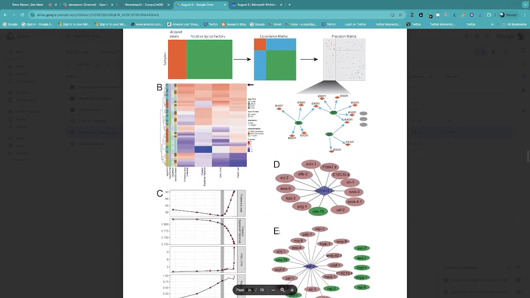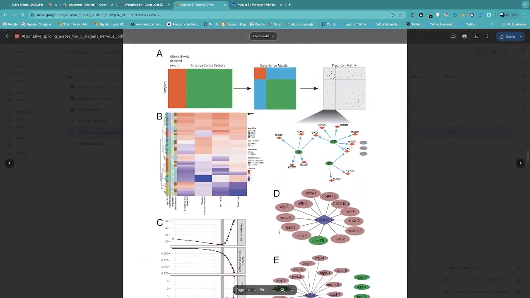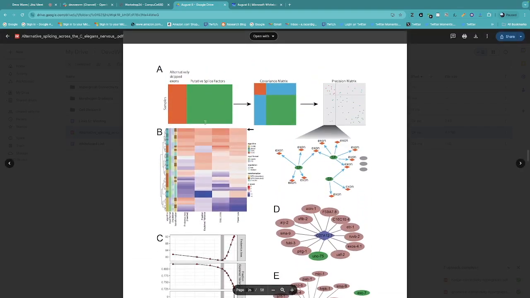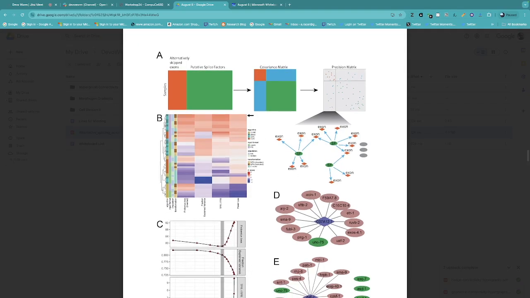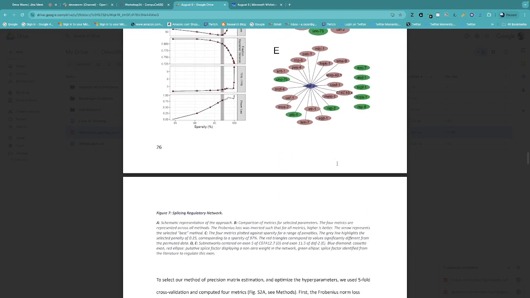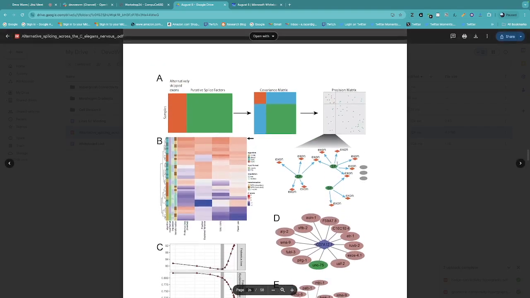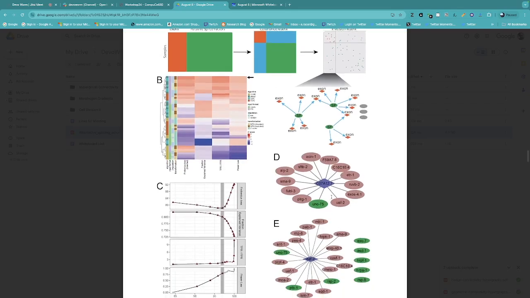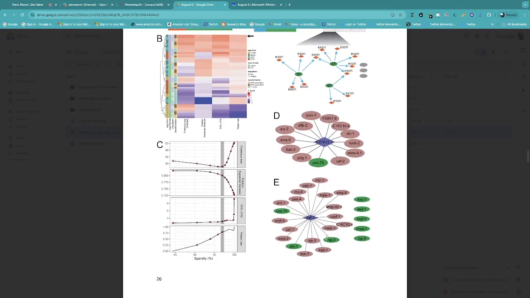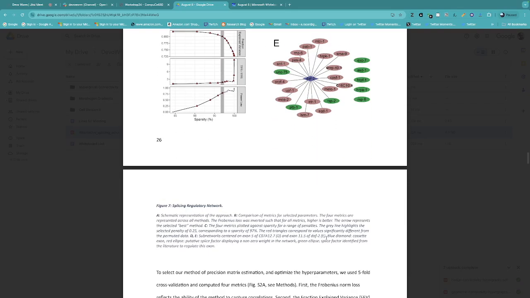Okay, so now they get into some of these networks. This is a splicing regulatory network. You have the alternatively skipped exons, the putative splice factors, the covariance matrix, and then the precision matrix. They show the spliceosome network, as they call it, which basically shows your coding region linked to different exons, and then they show this for different genes. I'm not really sure how this is structured.